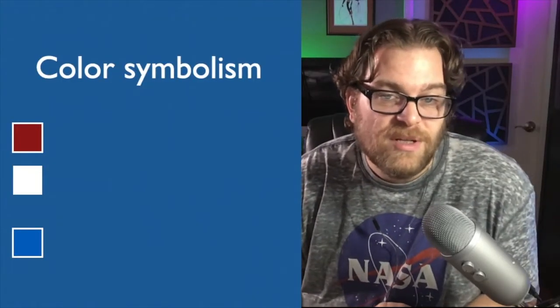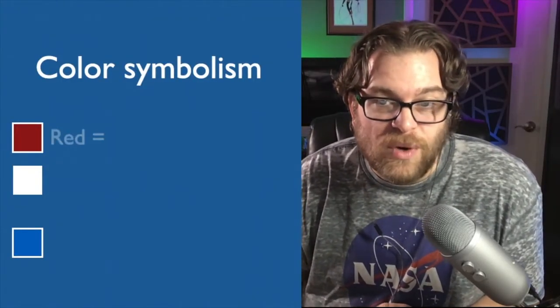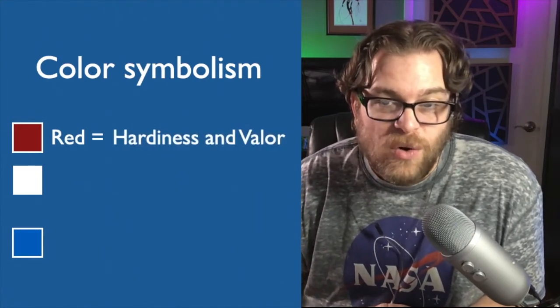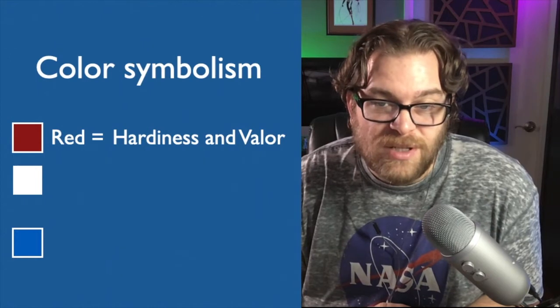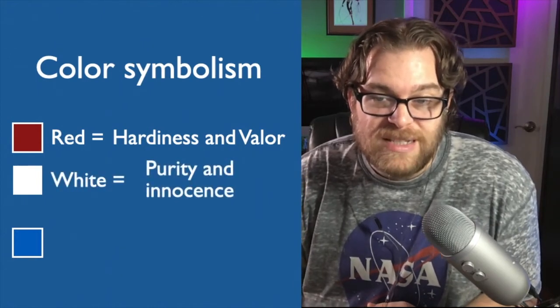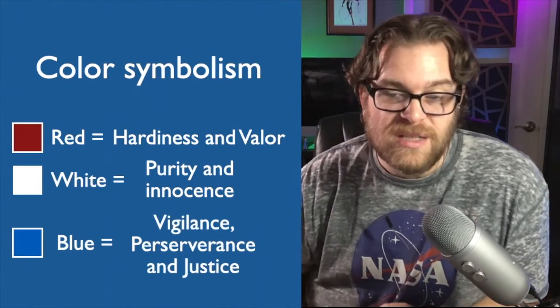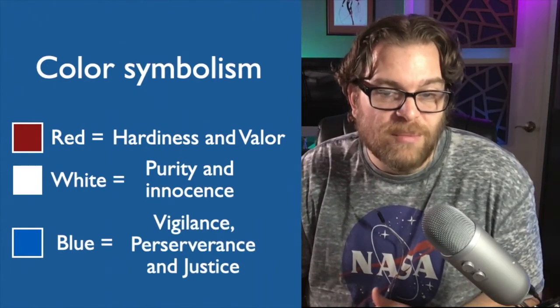When we talk about additional symbolism, we're talking about color symbolism. For our color symbolism, for red on the American flag, that usually is a symbol of hardiness and valor. White is a symbol of innocence and purity. And the blue is symbolic of our vigilance, perseverance, and justice, qualities that we consider to be very American values.